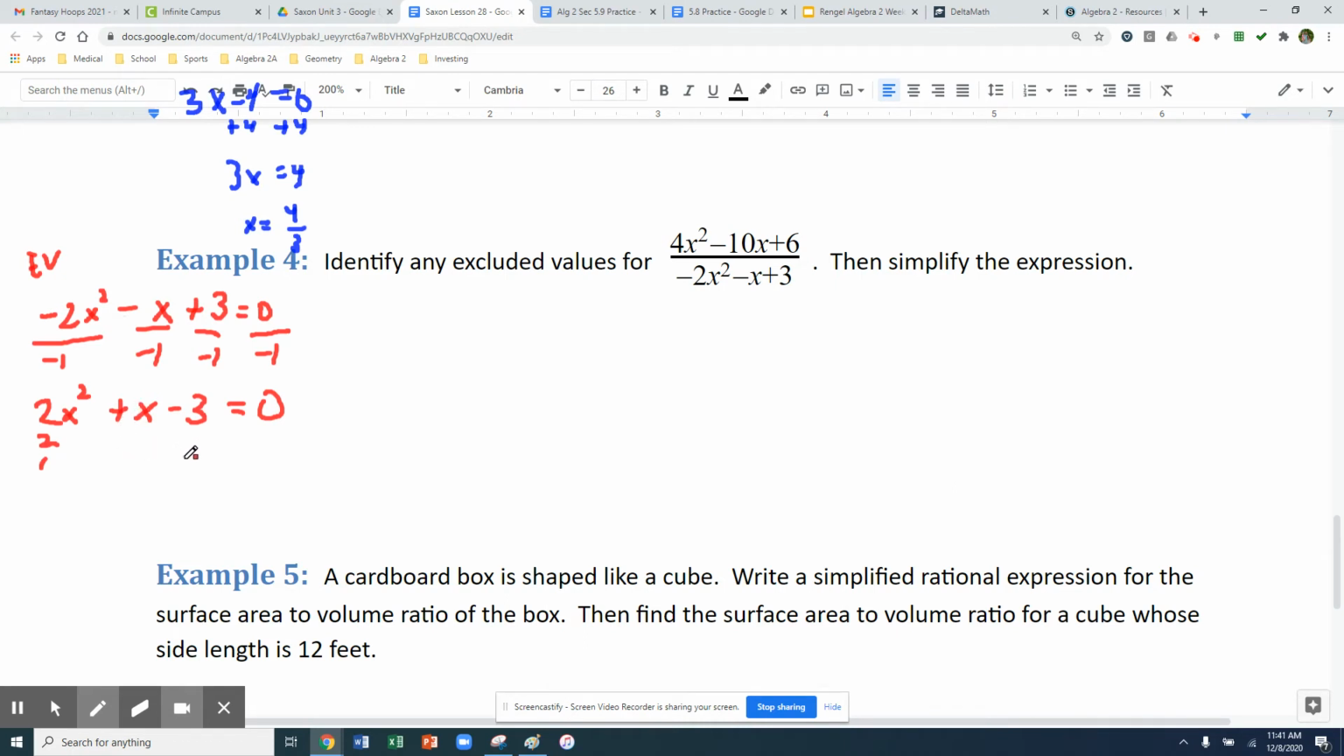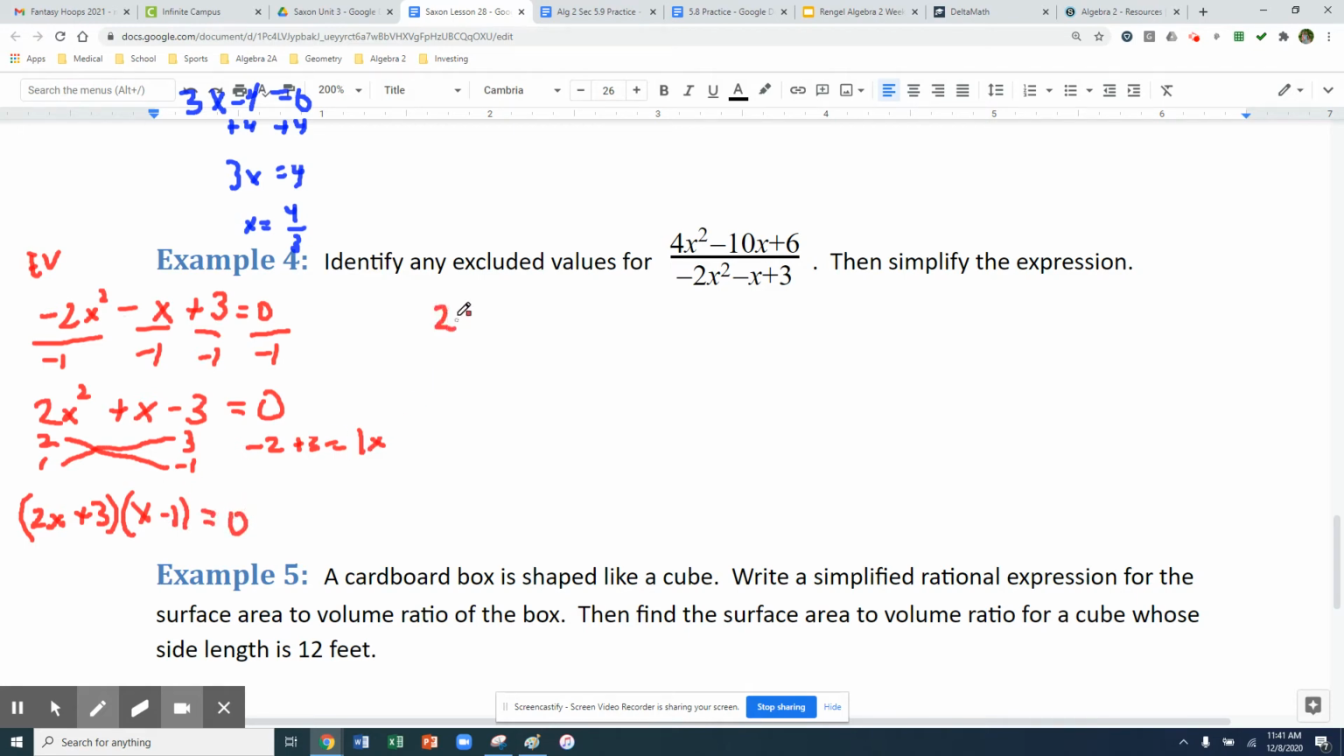Well, what I could do is put a plus 3 right here and a negative 1 right here. Then that would make my outsides 2 times negative 1, which is negative 2. My insides 1 times 3, which is going to be positive 3. And that's going to add up to the middle term, which is that 1x. So that means my factors are 2x plus 3 and x minus 1. There's my two factors. Set those equal to 0.